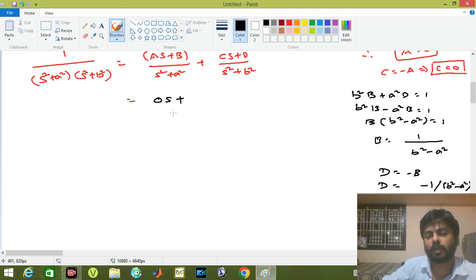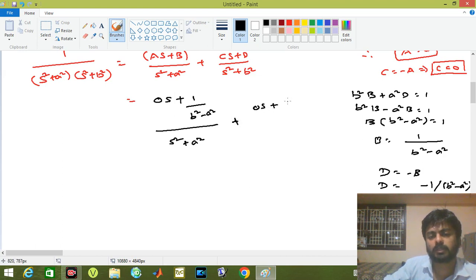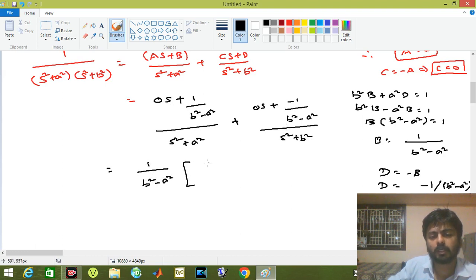Okay, so here you will have 0s plus the value of b is 1 divided by (b square minus a square), whole divided by (a square plus a square), plus c will be 0s, plus 0s plus minus 1 divided by (b square minus a square) divided by (a square plus b square). So that is equal to, 0 will be cancelled. So you will get 1 divided by (b square minus a square) commonly outside. You will have 1 divided by (a square plus a square), minus 1 divided by (a square plus b square).